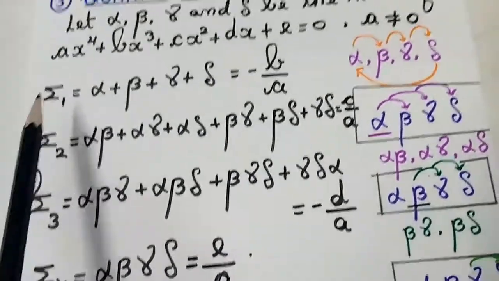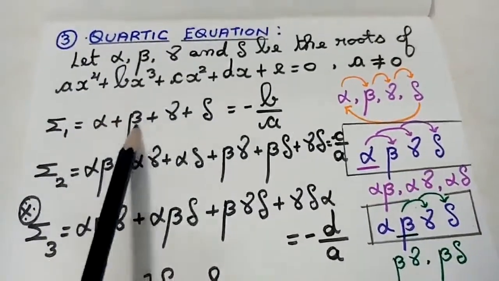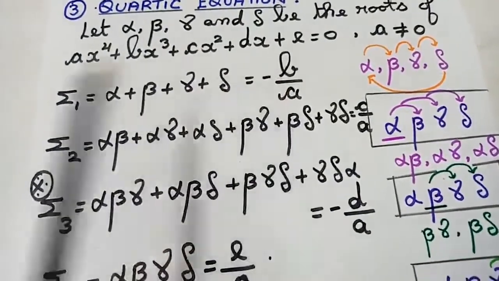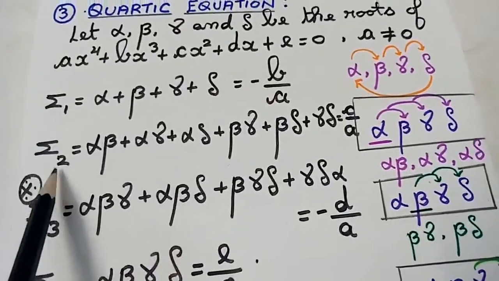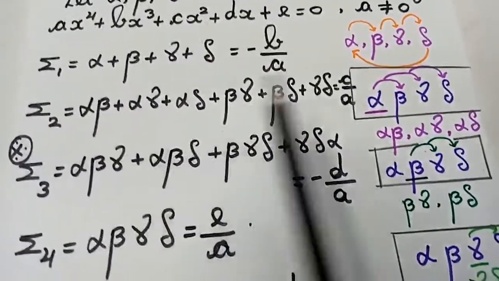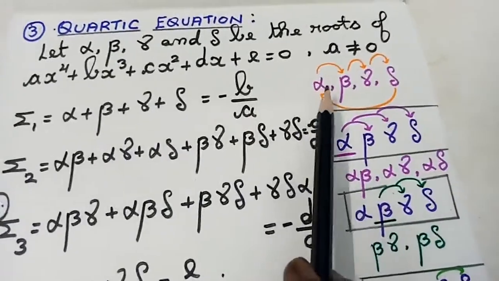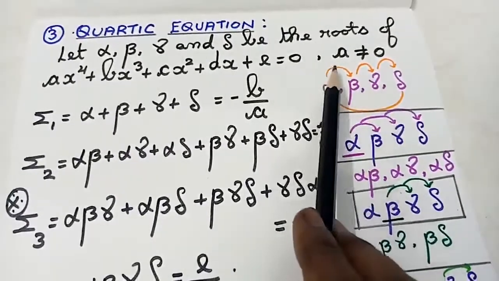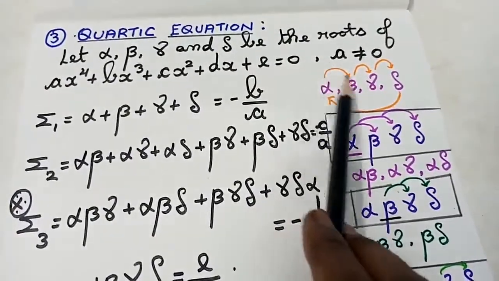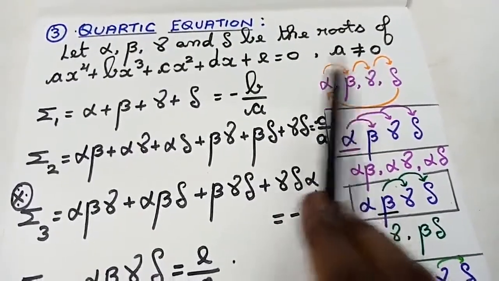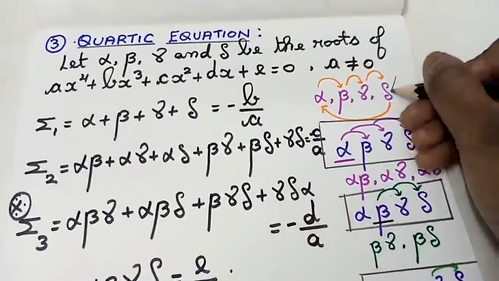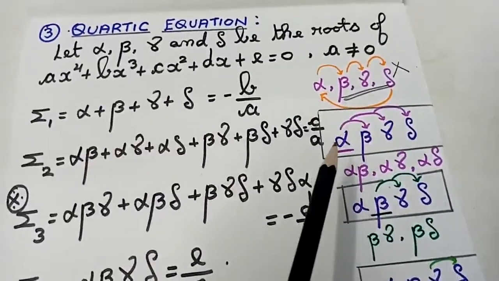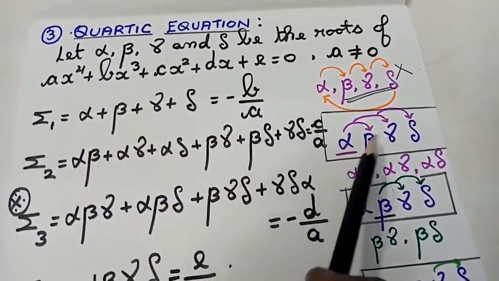Since I am having 4 roots, for summation 1, I am going to add those 4 roots separately. I will get minus b by a. Coming to the second one, summation 2 means I am going to pair 2, 2. For the last cubic equation, since I had 3 roots, I was doing alpha beta, beta gamma and so on. But here I cannot do it in this way, students. For pairing 4 roots, I'm going to use this method, that is alpha, beta, gamma and omega.